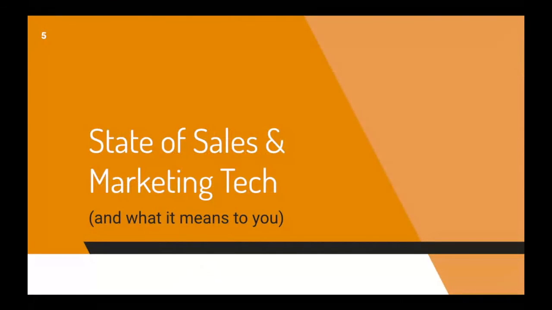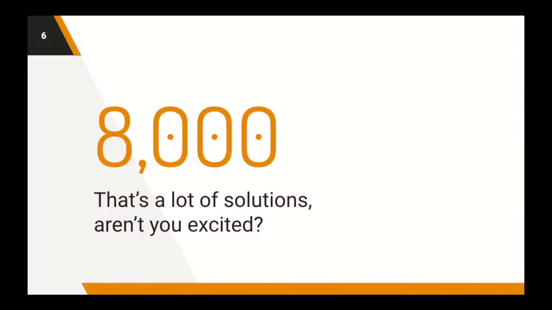All right, state of sales and marketing tech and what it means to you. 8,000. It's a huge number. Basically, that number alone is the number of just the marketing technologies that have been put in place in 2020. So as a total of marketing solutions that are out there, we're looking at 8,000 different marketing technology solutions. Exciting, huh?